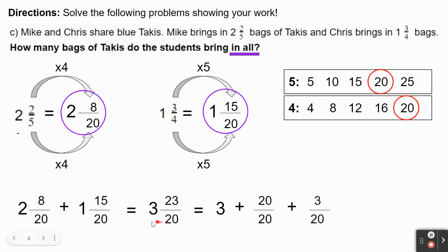So we're just breaking apart this mixed number. 20/20 plus 3/20 gets us the 23/20 that we had here. But we know that 20/20 is the same as one whole. So we can now add these whole numbers together. 3 plus 1 is 4, plus the fraction 3/20 is equal to 4 and 3/20. So that means that Mikey and Chris brought in 4 and 3/20 bags all together.